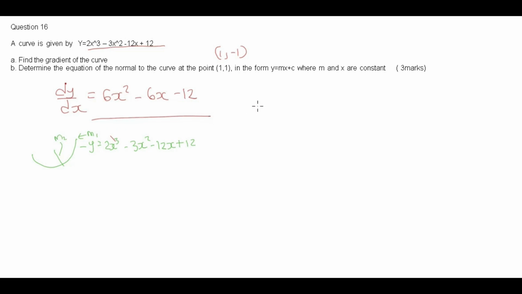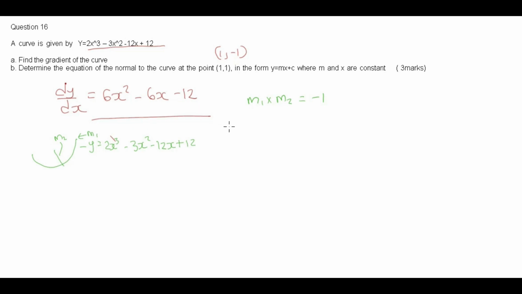We know that m1 times m2 is equal to −1. For lines that are normal to each other, the product of the gradients is −1. And the gradient of the curve at the point (1, −1).